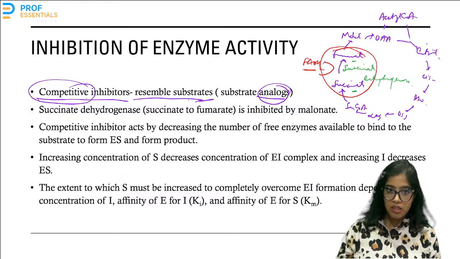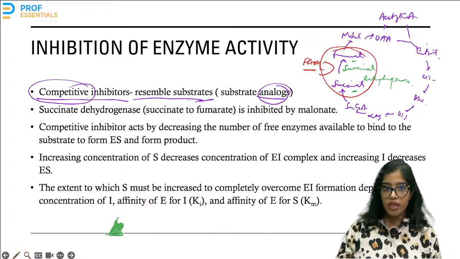Now suppose this is succinate dehydrogenase enzyme, okay? This is succinate dehydrogenase enzyme, and this is its active site. Now on this site, succinate is going to bind, and once succinate binds on this site, it produces fumarate. Now suppose this is how succinate looks like. The succinate is supposed to come and bind here like this.